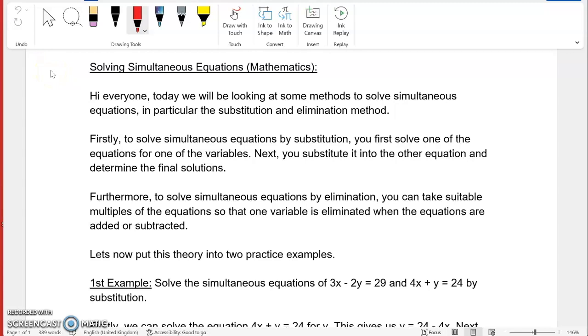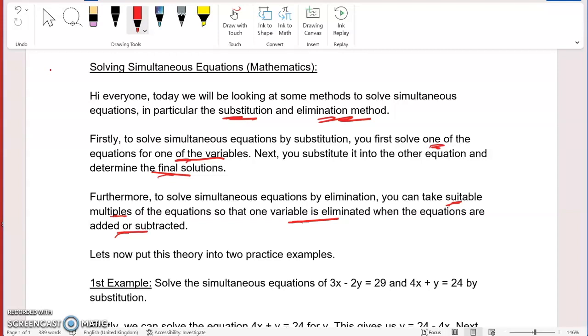Hi everyone, today we'll be looking at some methods to solve simultaneous equations, in particular the substitution and elimination method. Firstly, to solve simultaneous equations by substitution, you first need to solve one of the equations for one of the variables. Next, you substitute it into the other equation and determine the final solutions. Furthermore, to solve simultaneous equations by elimination, you can take suitable multiples of the equation so that one variable is eliminated when the equations are added or subtracted.